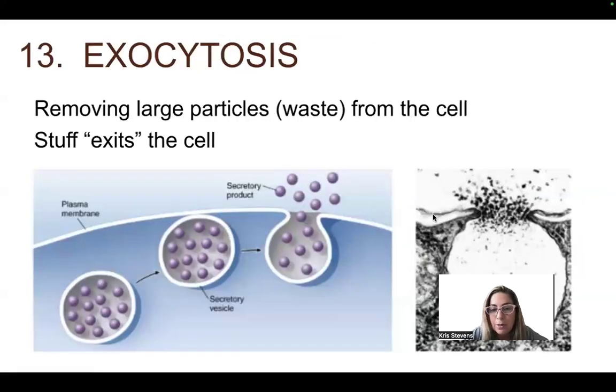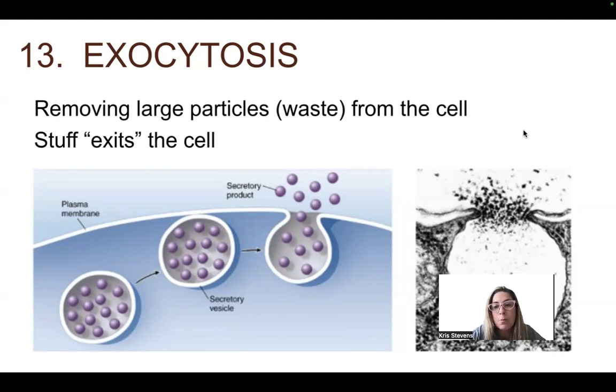The 2 types of endocytosis, I do want you to write these down. These are pinocytosis, which is cell drinking, and phago or phagocytosis, either one, is cell eating. Pino, cell drinking, phago, cell eating.